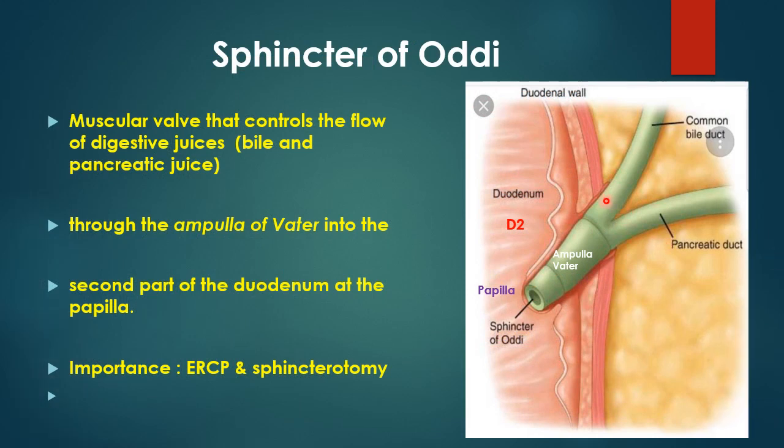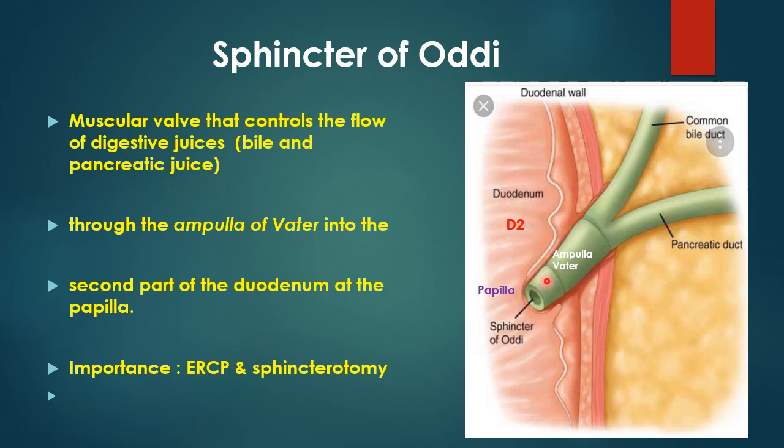Okay, this is a close-up view of the ampulla of Vater and the sphincter of Oddi. The ampulla of Vater is formed by the common bile duct and the pancreatic duct. They join to form the ampulla of Vater, which pierces the wall of the duodenum and enters into the lumen at the summit known as the papilla.